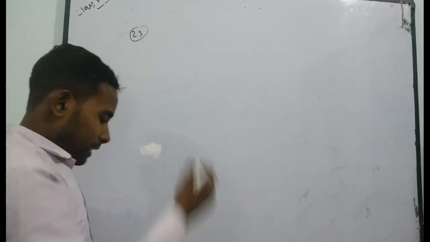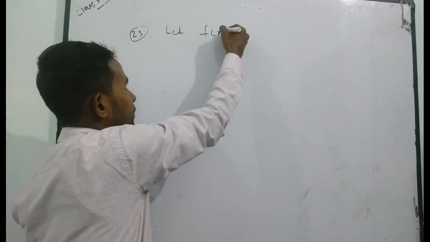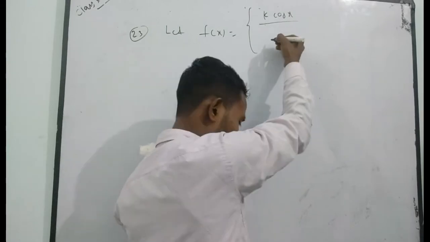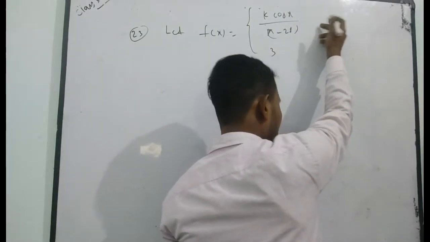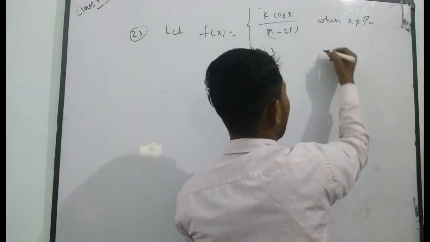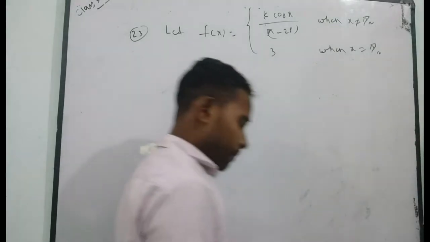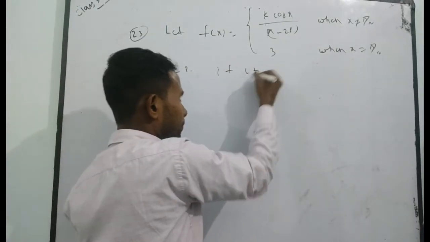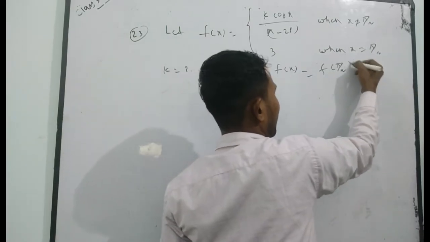See here, 23. Let f(x) be k cos x divided by pi minus 2x, and the other function will be 3. The first function is taken when x is not equal to pi by 2, and the other function is taken when x is equal to pi by 2. Now find the value of k. What is the value of k if limit x tends to pi by 2 of f(x) is equal to f(pi by 2)? This is given.